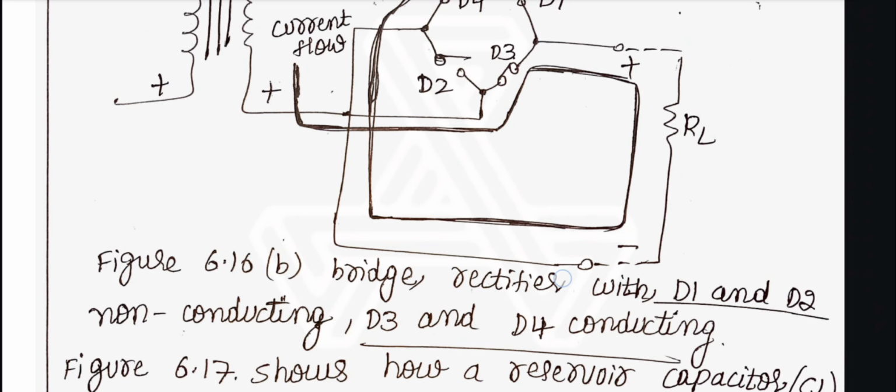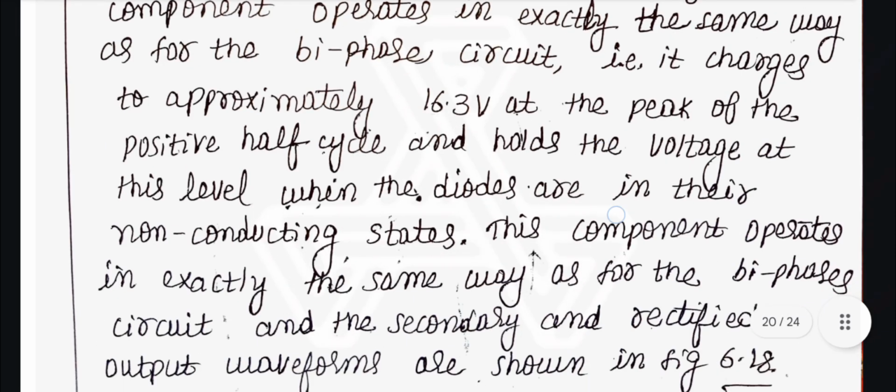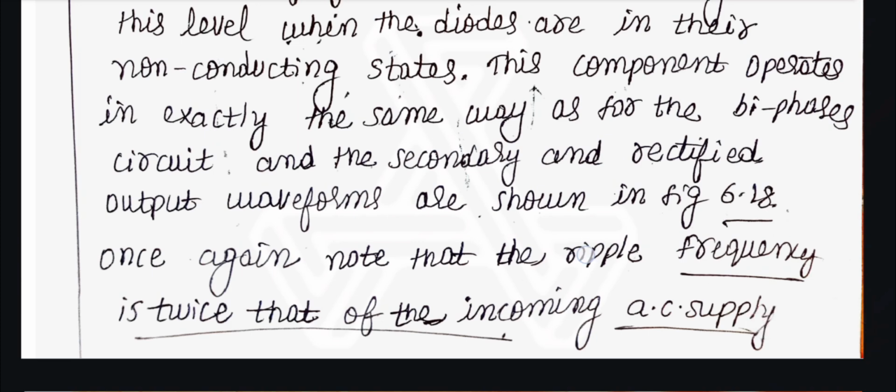Figure 6.17 shows how a reservoir capacitor can be added to maintain the output voltage when the diodes are non-conducting. This component operates in exactly the same way as for the biphase circuit. That is, it charges to approximately 16.3 volts at the peak of the positive half cycle and holds the voltage at this level when the diodes are in their non-conducting states. The secondary and rectified output waveforms are shown in figure 6.18. Once again, note that the ripple frequency is twice that of the incoming AC supply.